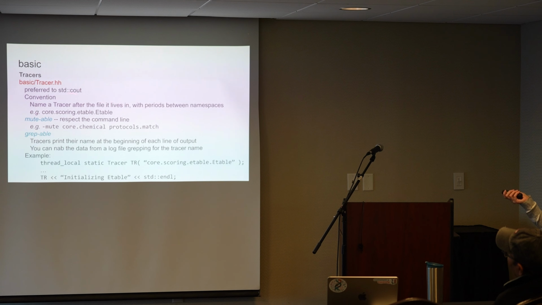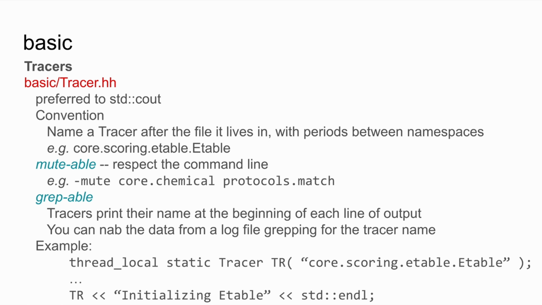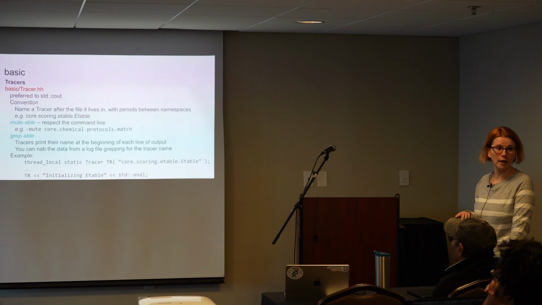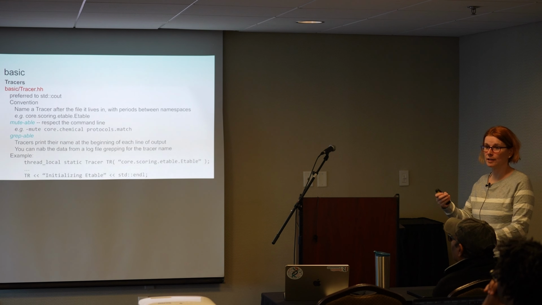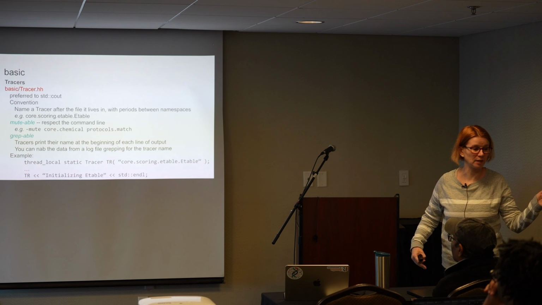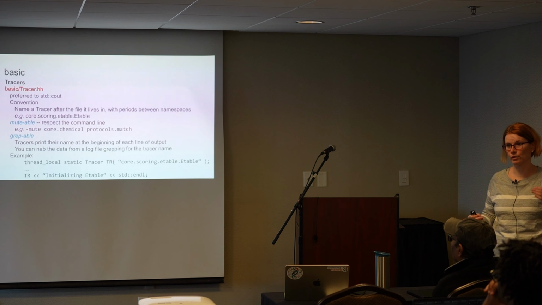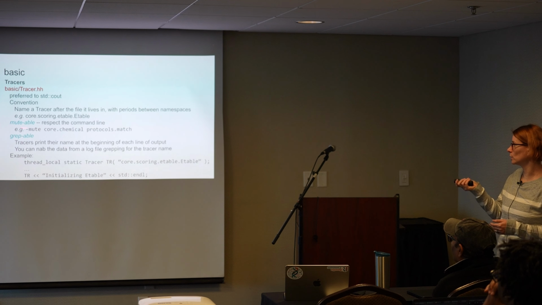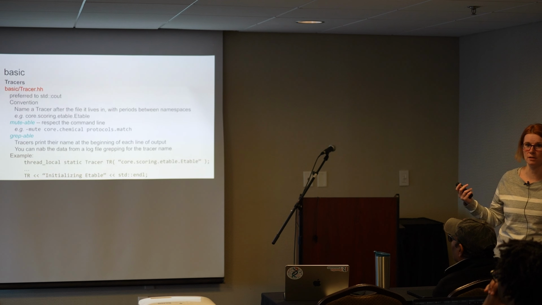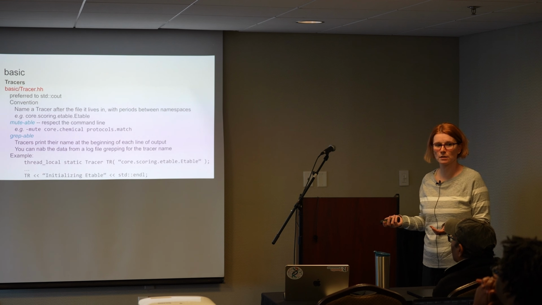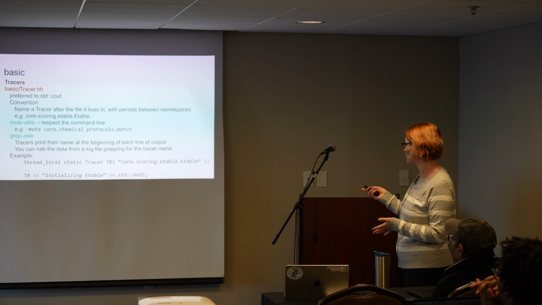Because they're named by where they're coming from, they're also greppable. That means because they print their name at the beginning of each line of output, you can have your output run, and then you can say, hey, I'm only looking for the tracers of the e-table. That way, you don't have 1,000 lines of output and need to go through every single one of them, but you know exactly what you're looking for, and you can debug things a lot faster. Does that make sense? Okay, so that's what tracers are for.